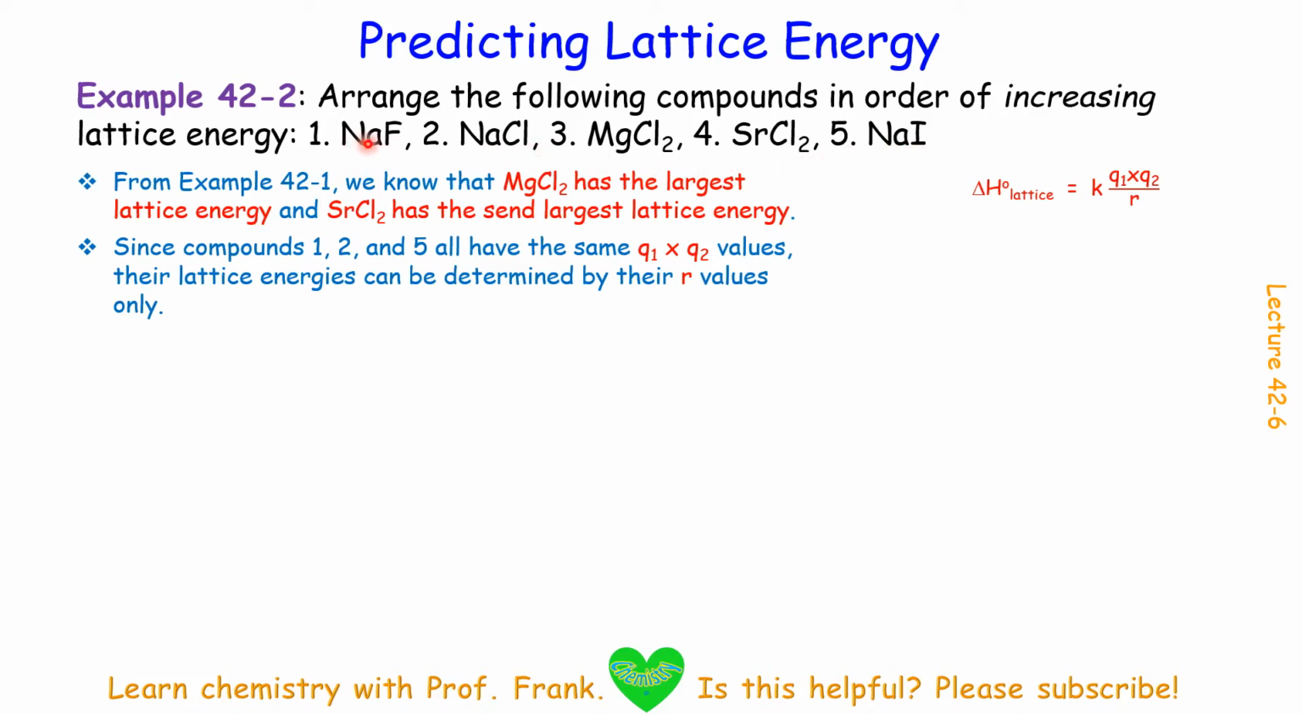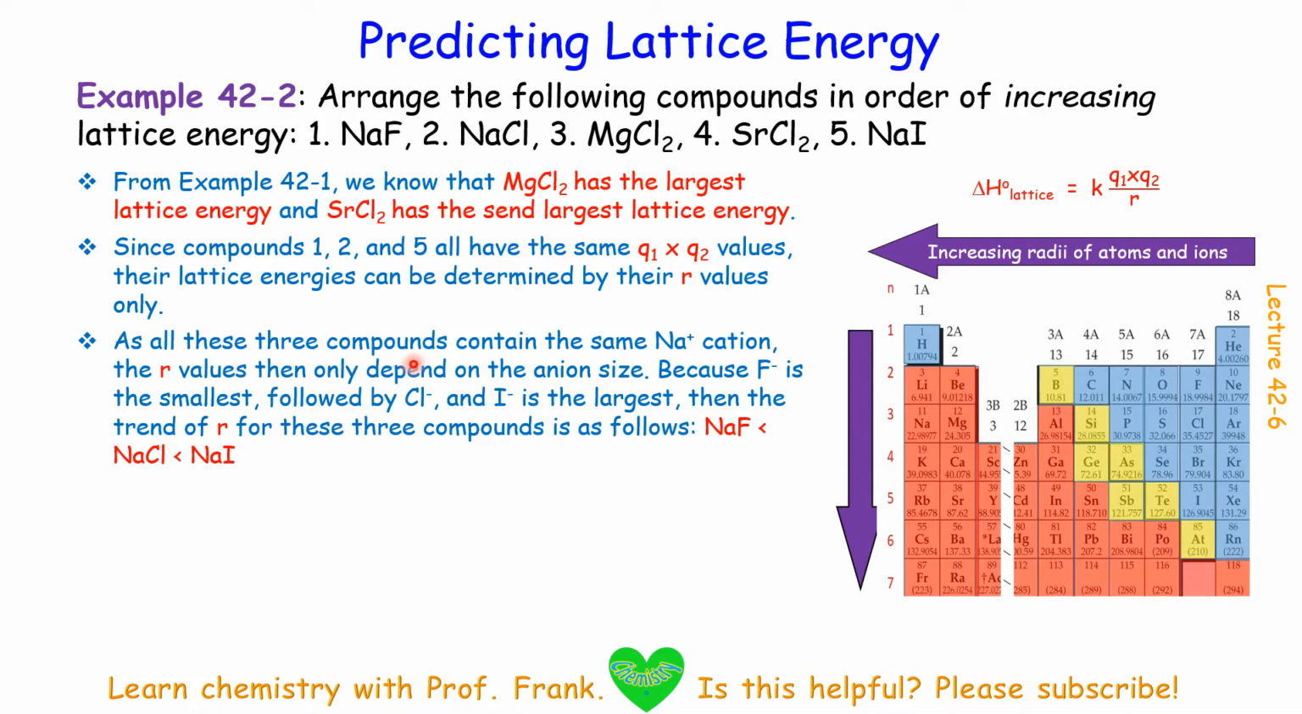They all have the same Q1 times Q2 values because they all contain plus minus 1 ions. Then we should be able to just use their R values to determine their lattice energies. Because all of these 3 compounds contain the same cation, which is a sodium ion, the R values only depend on the anion size. Now let's find out the elements of the 3 anions.